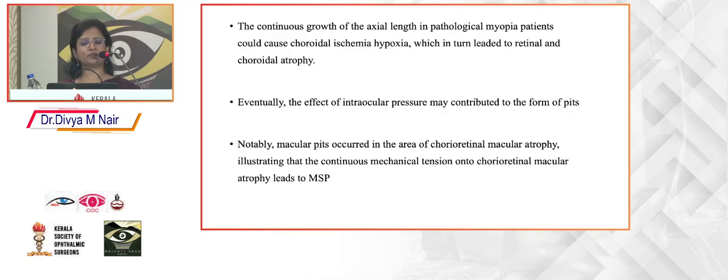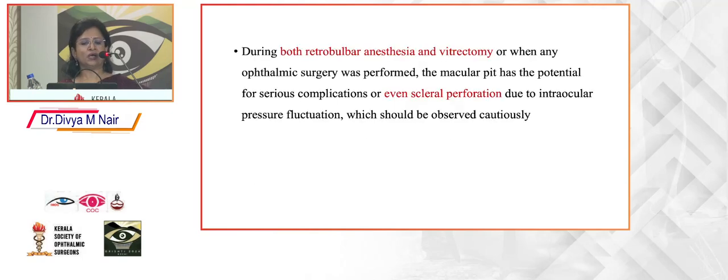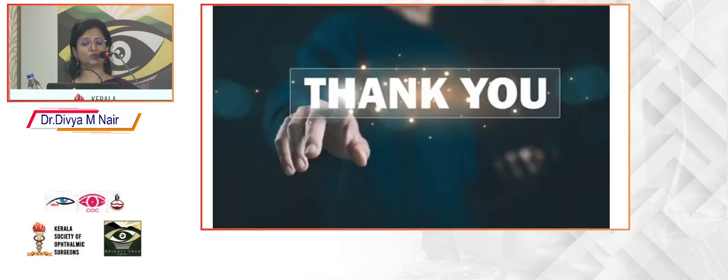So this also happens because of continuous increase in the axial length in pathologic myopia, causing choroidal ischemia, leading to retinal and choroidal atrophy. And eventually the IOP itself can cause the formation of these types of pits. Why we have to know about these pits is that very rarely during a retrobulbar anesthesia, you may have scleral perforation if you pass through this.